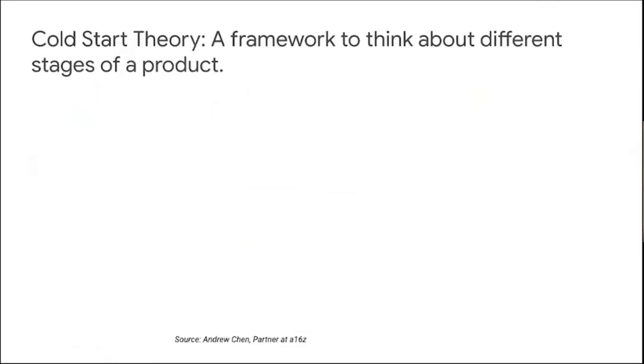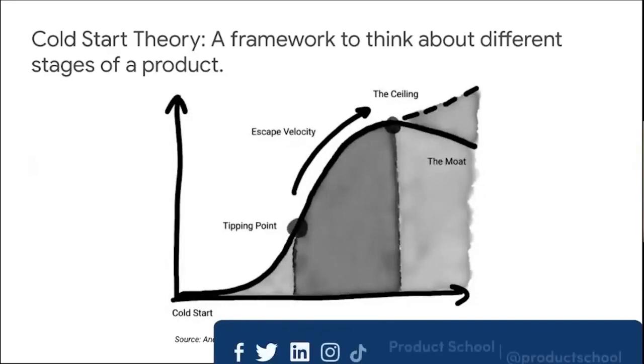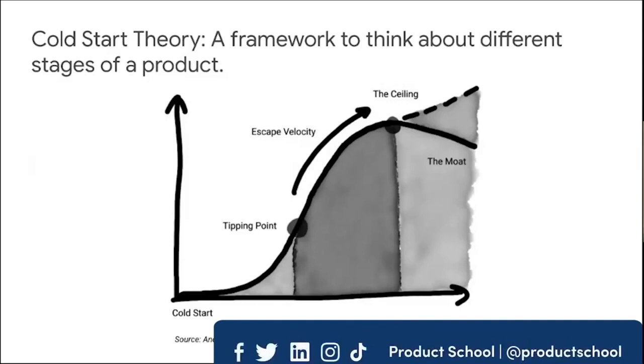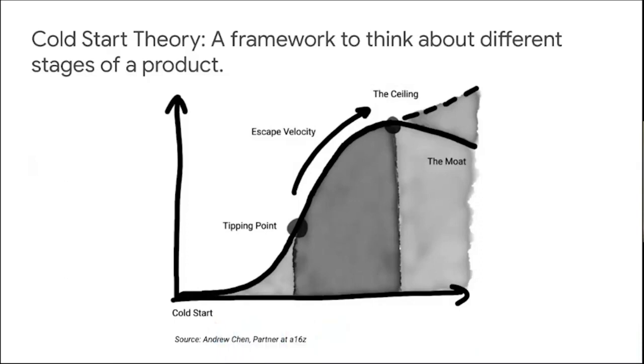Andrew Chen introduced this theory as a framework to think about different stages of a business. Cold start theory lays out a series of stages that every product team must traverse to fully harness the power of network effects. The primary 5 stages are: first is the cold start. Once you solve the cold start problem, you hit a tipping point. Post that, you find an escape velocity, hitting the ceiling. And once you hit the ceiling, you find a moat, which you continue to maintain.